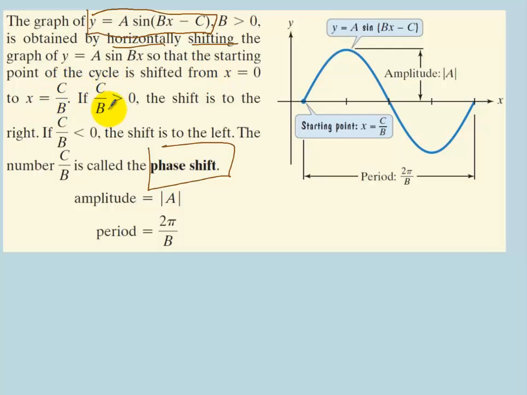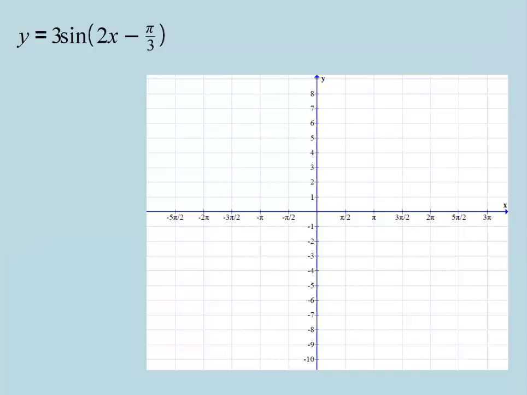This part where it says C divided by B greater than 0, that's in the weird cases when you have a negative B, and it makes it so it's actually shifting a different direction than it usually does. Usually you just do the opposite of whatever C is, right? But the negative B can kind of change that. That's why this stuff's being mentioned. But basically, if you have plus C in the equation, it's going to shift it to the left, and if you have a minus C, it's going to shift it to the right. All right, let's try some examples of that.